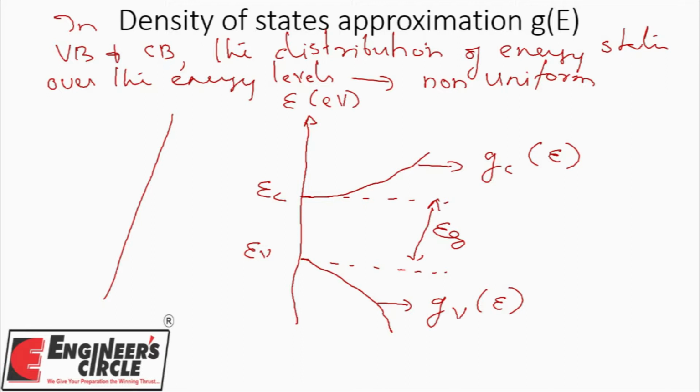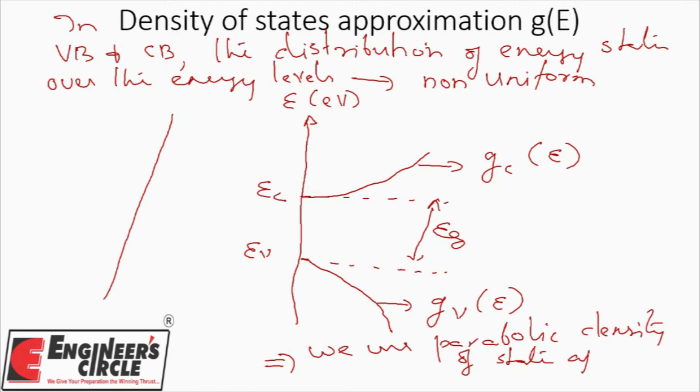Normally, for the approximation we use the parabolic density of states. It is a better approximation because the distribution is not constant and not linear. So the next possibility is a nonlinear distribution, and that nonlinear distribution we take as a parabolic distribution.